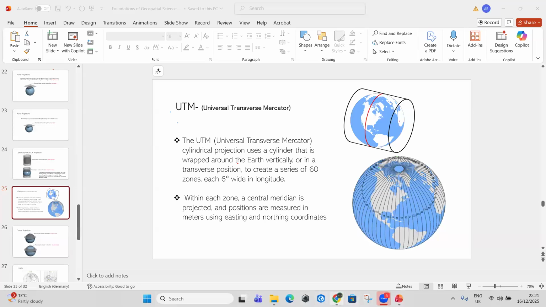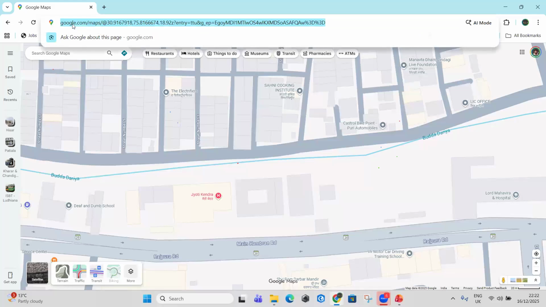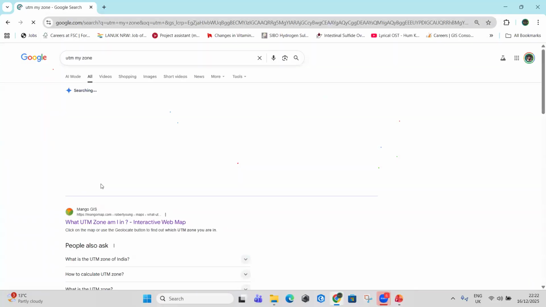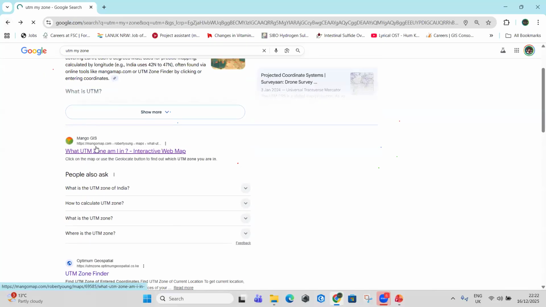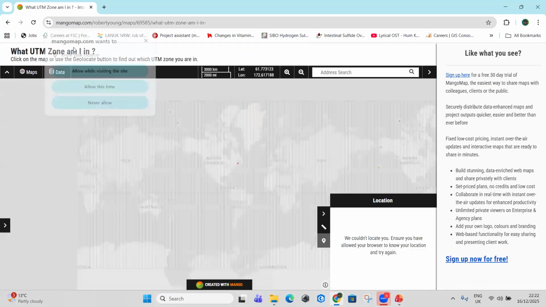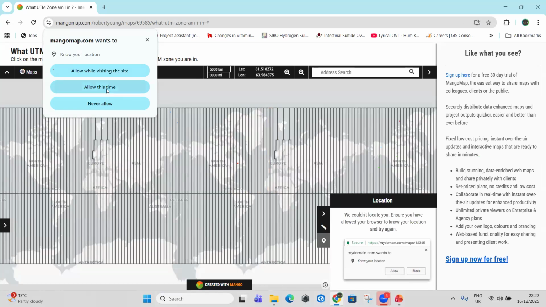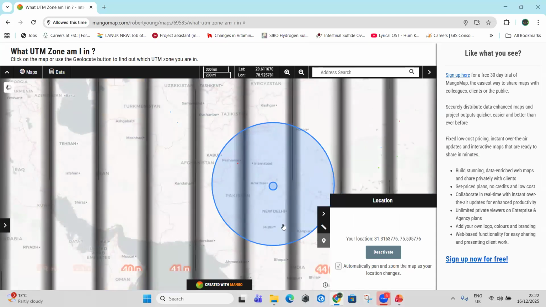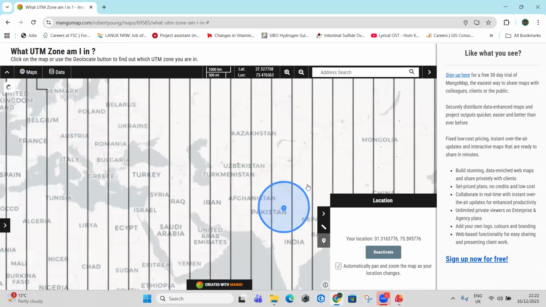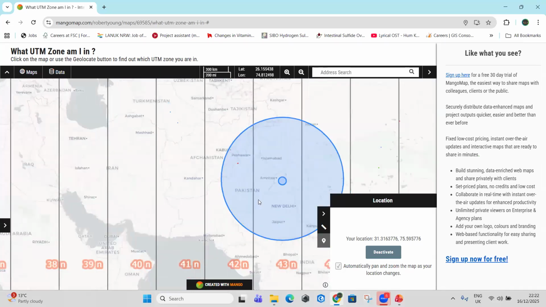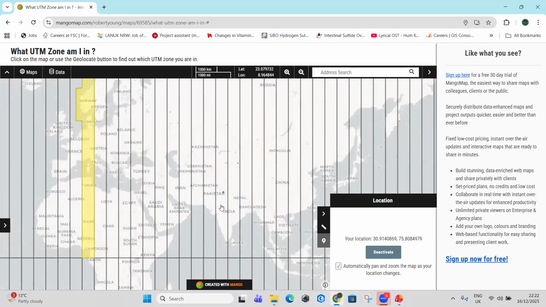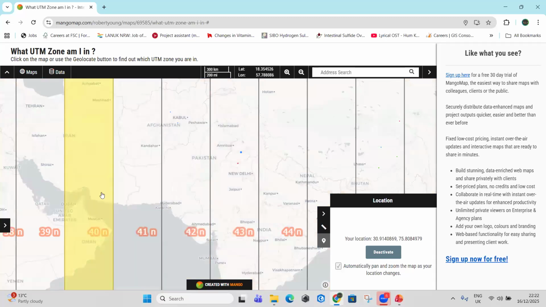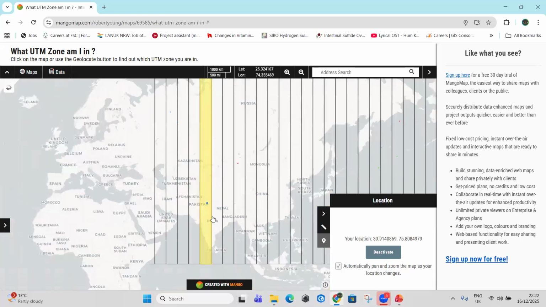Now, sometimes people ask, how do I find my UTM zone? You can just directly write on Google "UTM my zone". There are many websites, for example this one, Mango Map. Once you click it, it will ask your location. You have to say allow this time, and you saw the strips, right? It tells you that you are located in this strip. I am located in UTM 43 north. So if you are anywhere in the world, you have to use that projection coordinate system. If you are living in this area, you have to use UTM 40. So I hope you understand what a UTM is.